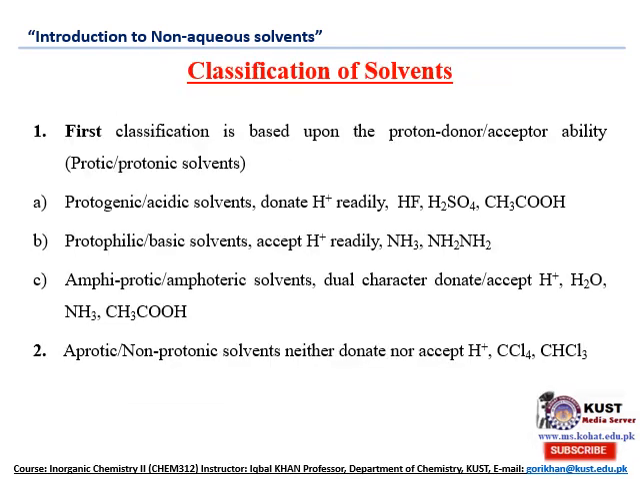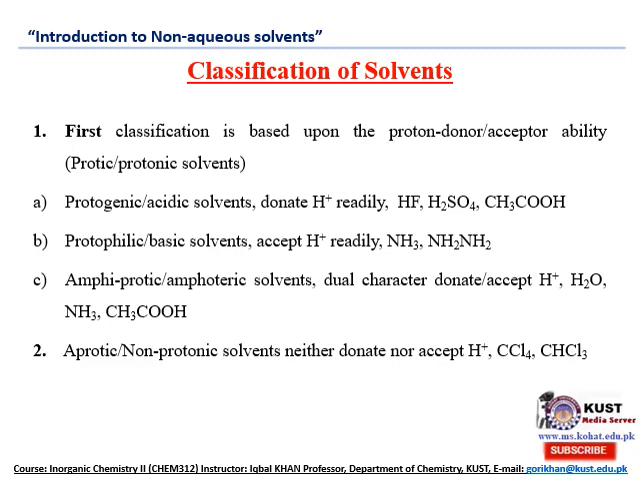Next is the classification of solvent. Solvents are basically classified in 3 ways. The first classification is based upon the proton donor or acceptor ability. Based upon this, the solvents are classified as protic or protonic solvents. These are further classified into protogenic or acidic solvents. These are known to donate hydrogen ion easily. So examples are HF, H2SO4, acetic acid.